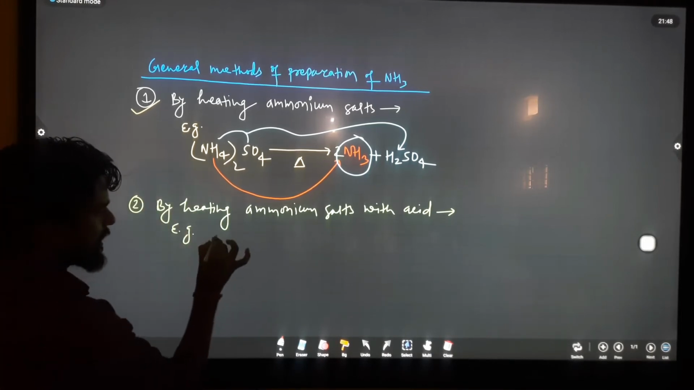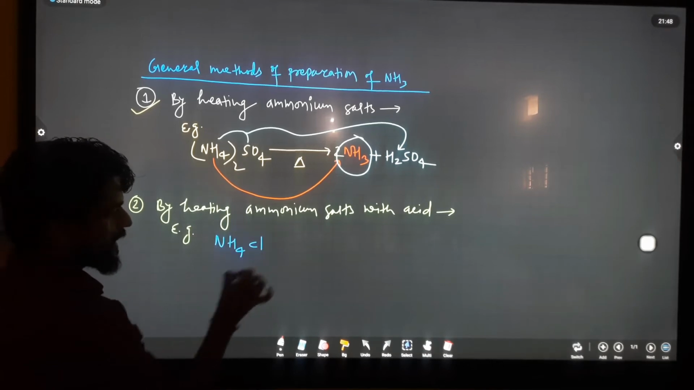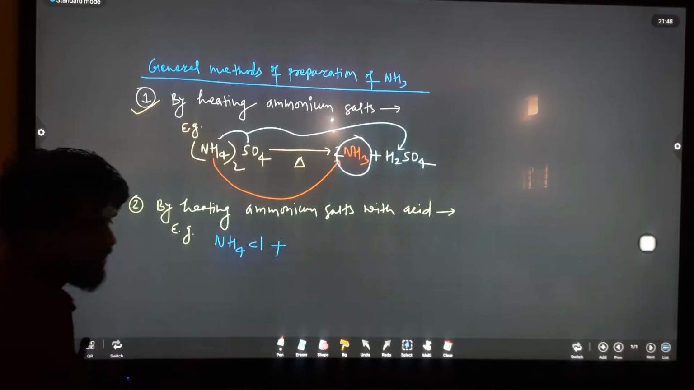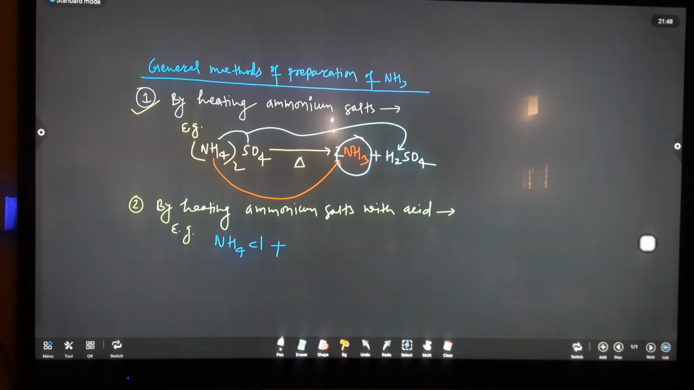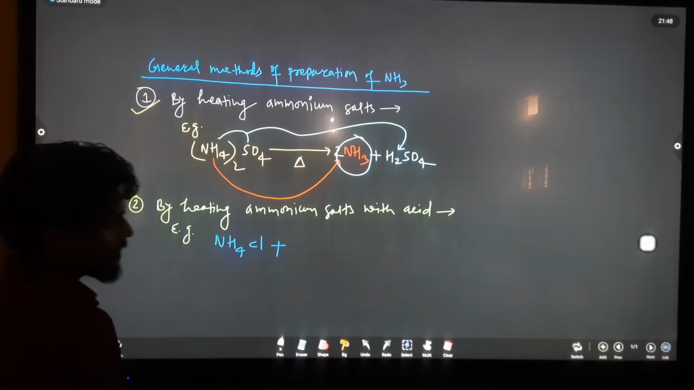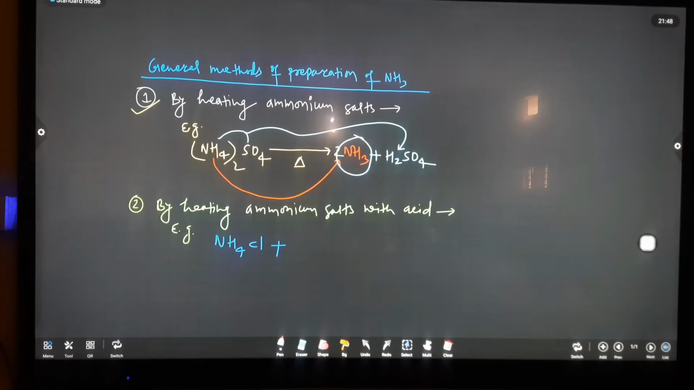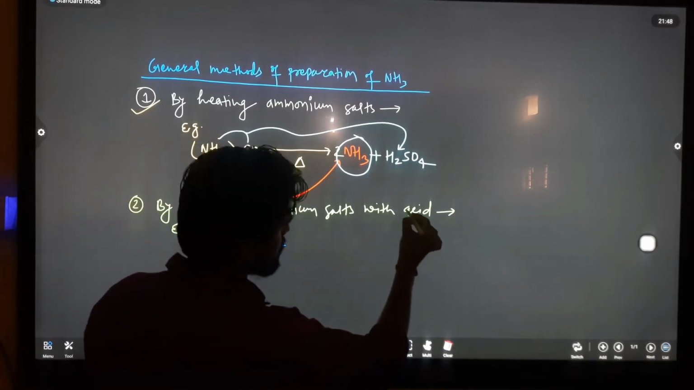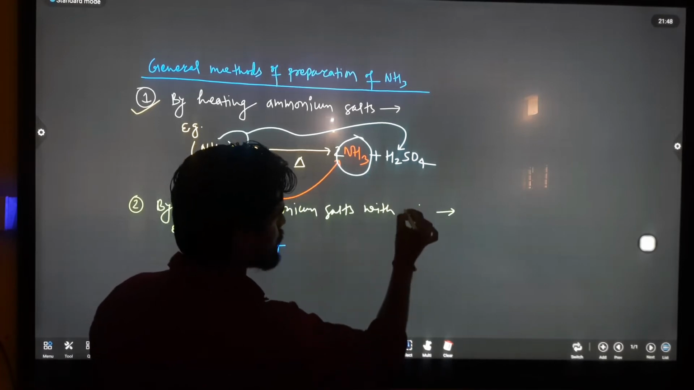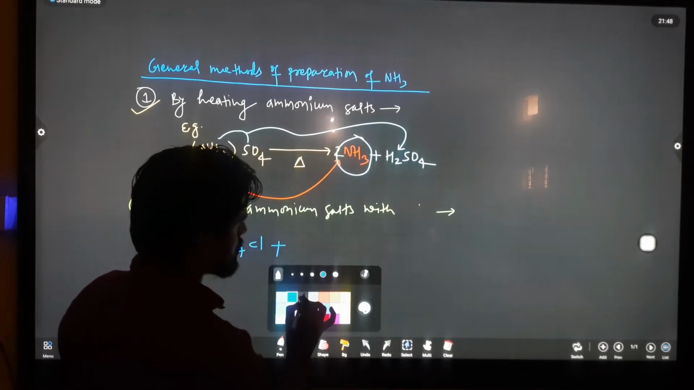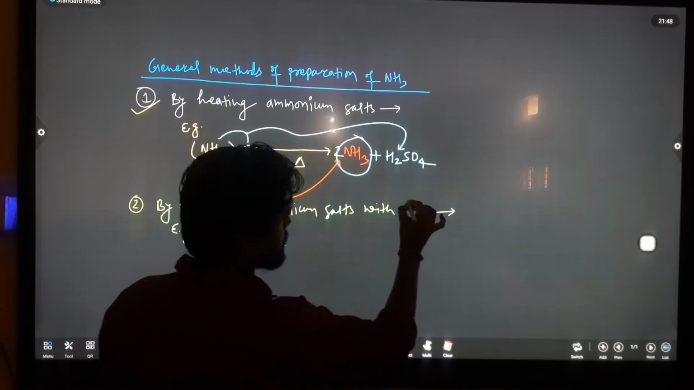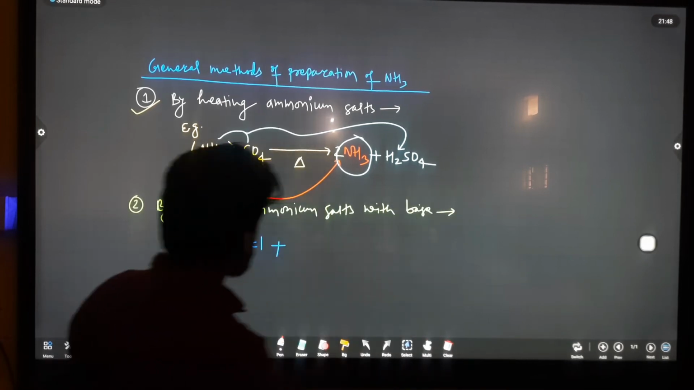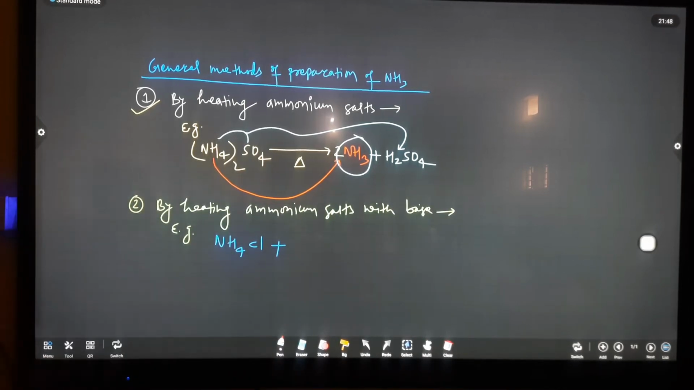Take an ammonium salt like NH4Cl. Take one base with it, with base, not acid. With base it gives ammonia. So ammonium salt, take one base.